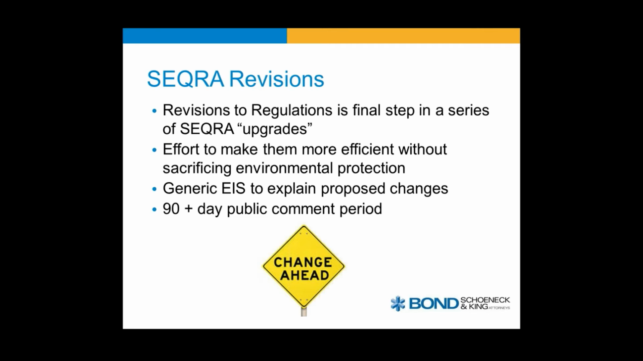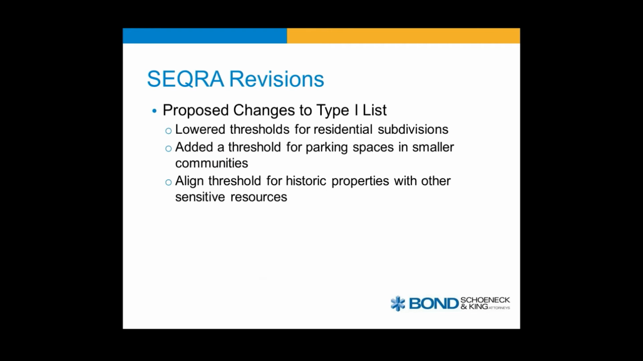So this is kind of the final step in a four-step process to revise the regulations. There are proposed changes to the Type 1 list. They're looking at lowering the thresholds for residential subdivisions because they believe that they were initially set too high. And so this brings the review of large subdivisions more into conformance with current practice.